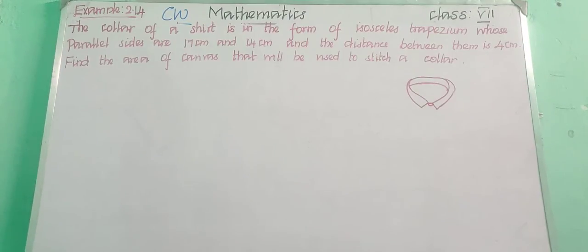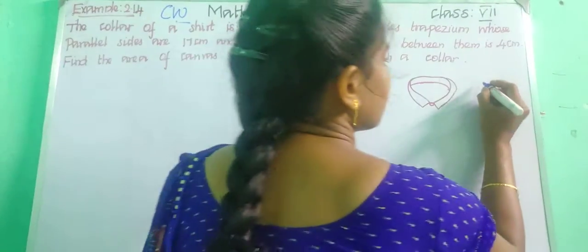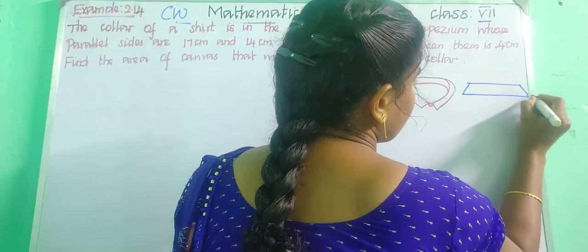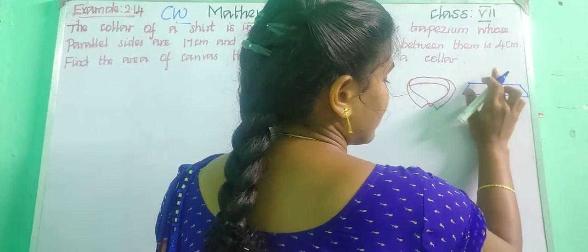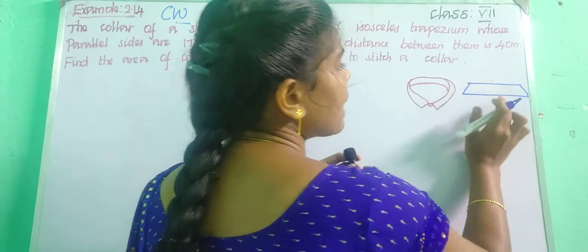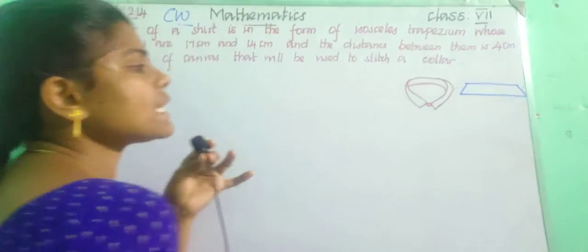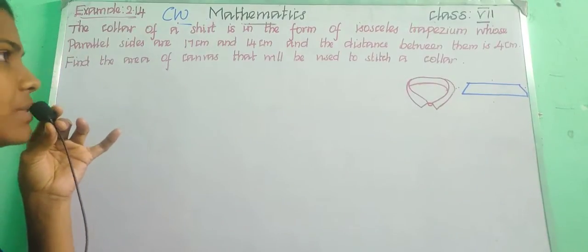Children, write example 2.14 in your classwork notebook. Write the question. Let us read the question. The collar of a shirt is in the form of isosceles trapezium. Isosceles trapezium means you will have these two sides already parallel. Trapezium means one pair of sides are parallel. If these two sides are equal, we will call it an isosceles trapezium, right?